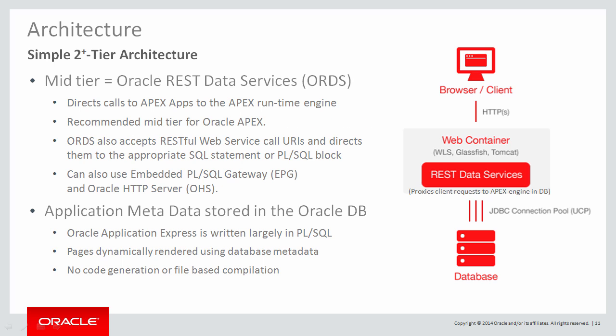Application Express utilizes a simple architecture whereby the browser pipes a request through the middle tier through to the database. The database then processes those requests or page submissions and sends the results back as HTML through back to the browser. For the middle tier, we recommend using the Oracle REST Data Services, or ORDS. ORDS can also be used to emit web services from the database.